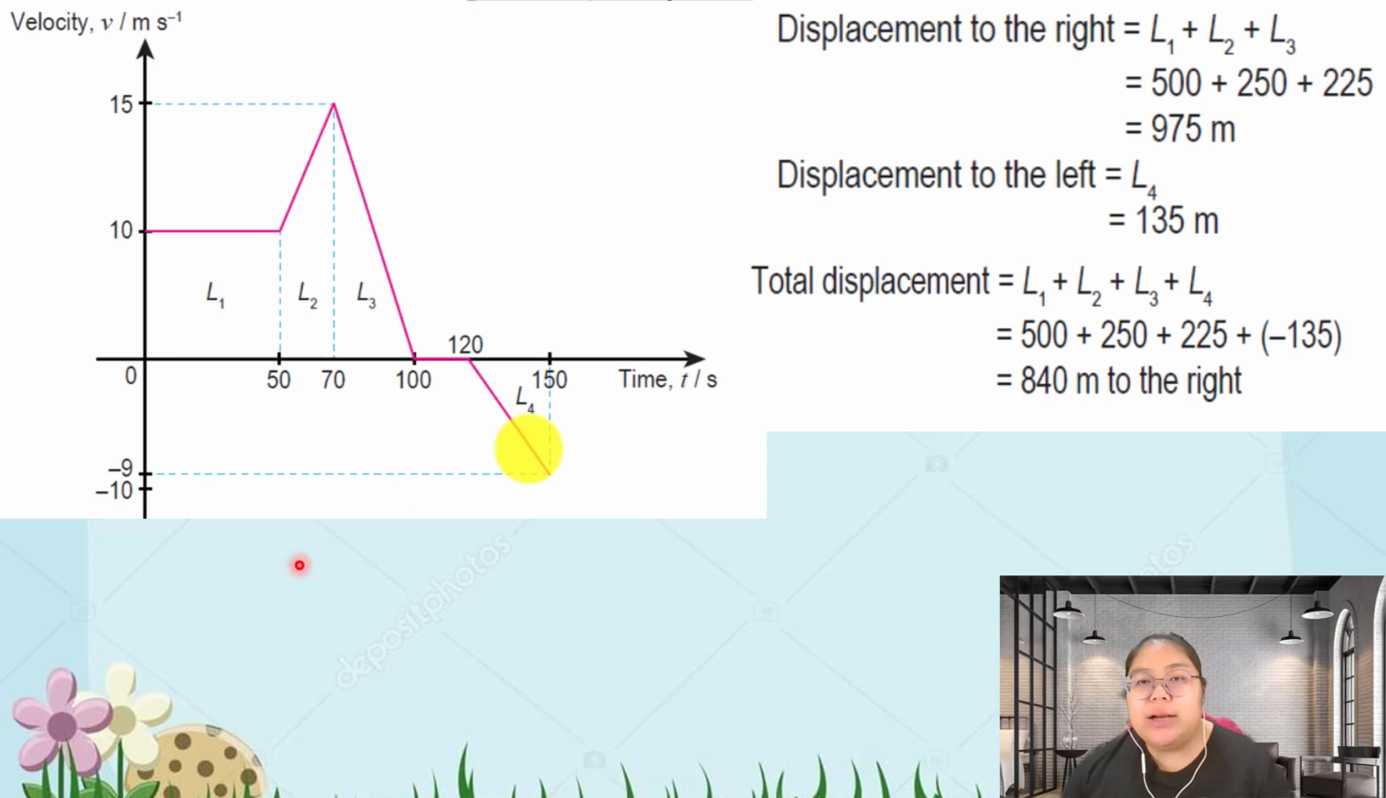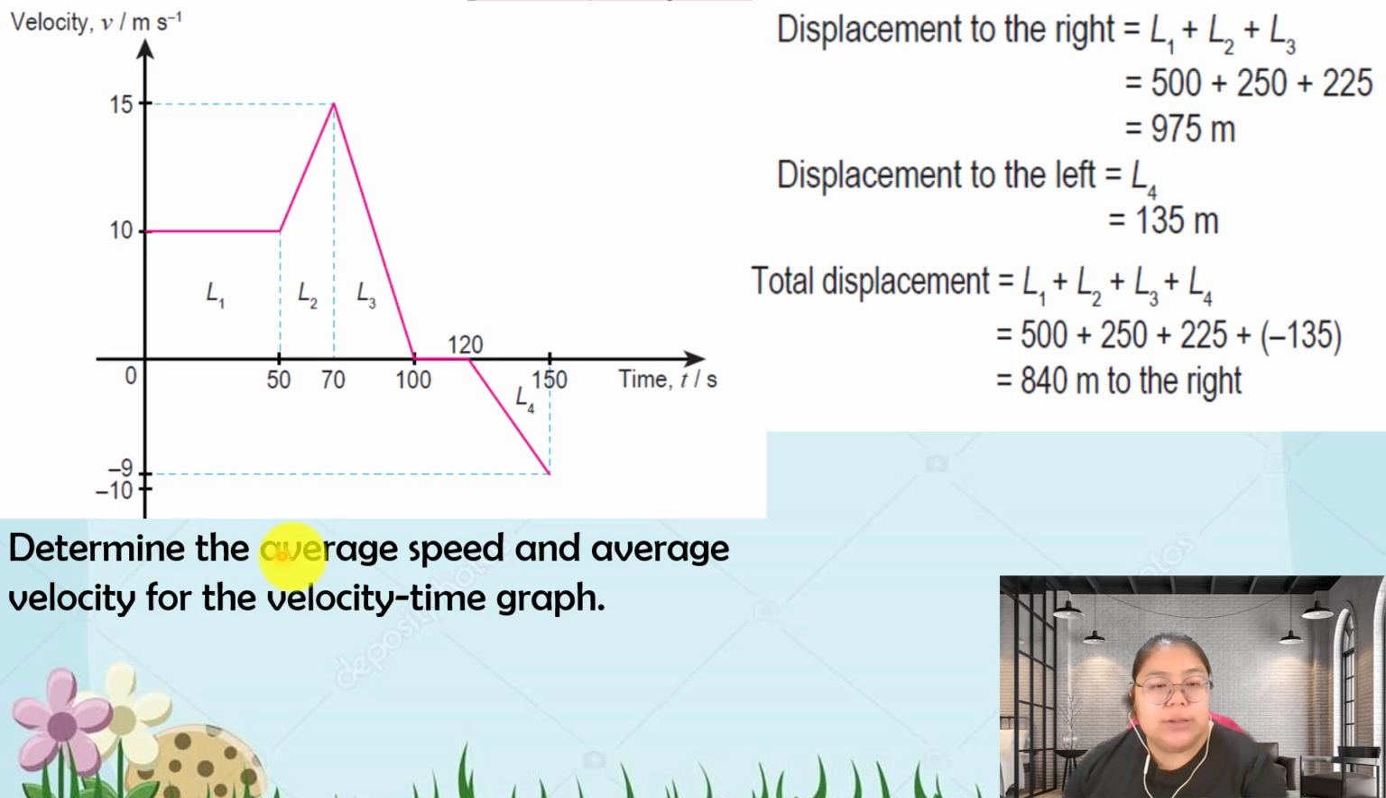Now another one is the displacement. Displacement means you add L1, L2, L3, but you minus L4 because L4 is on the left-hand side. So from here I get 975. L4 is 135, so I need to minus. Overall, the total displacement is 840 meters, going to the right-hand side, because the right-hand side is still bigger. Bigger minus the smaller, so it stays positive. It goes to the right-hand side.